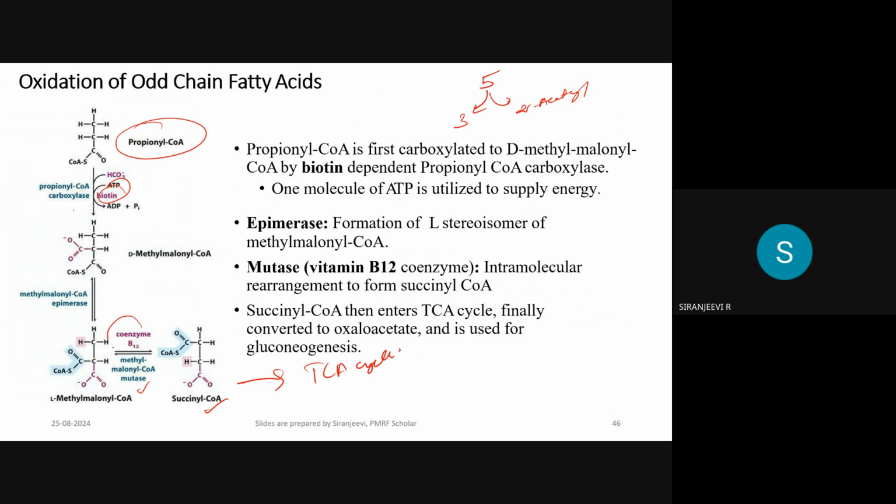Here coenzyme B12 is really important for methylmalonyl CoA mutase. If there is a B12 deficiency, then there is more accumulation of this propionyl CoA in the cells, as people have seen.